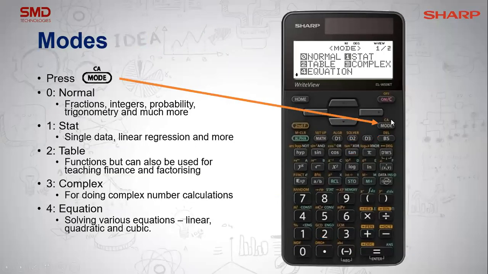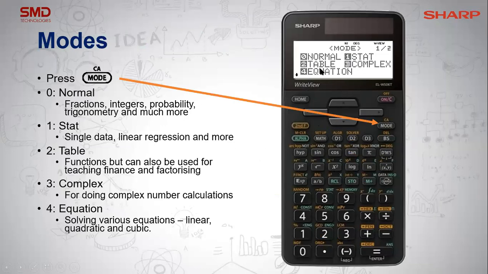Right, so the modes on the calculator, there are 9 different modes. There's normal, stat. Normal does things like fractions, integers, your trigonometry, probability. There's a random function, your constants, your conversions, all of that sort of stuff. Stats I will show you in a few, and that's got your linear regression and your basic stats.